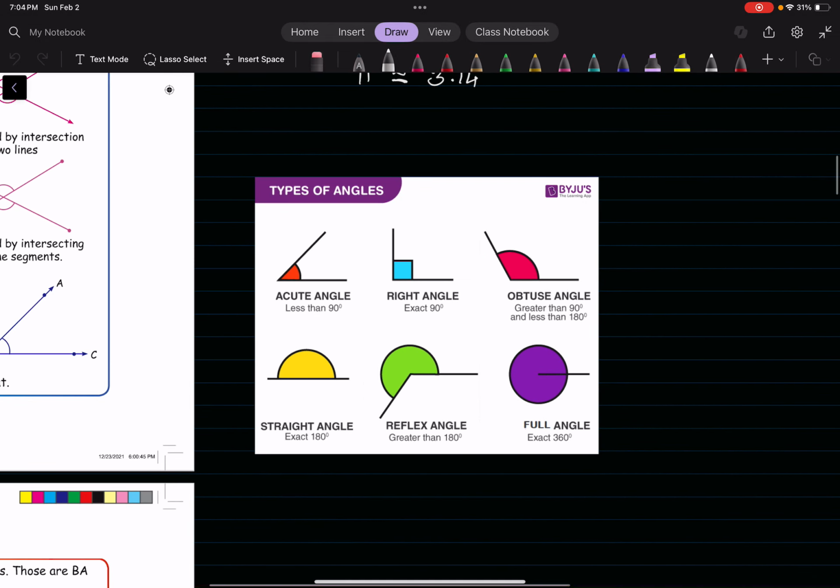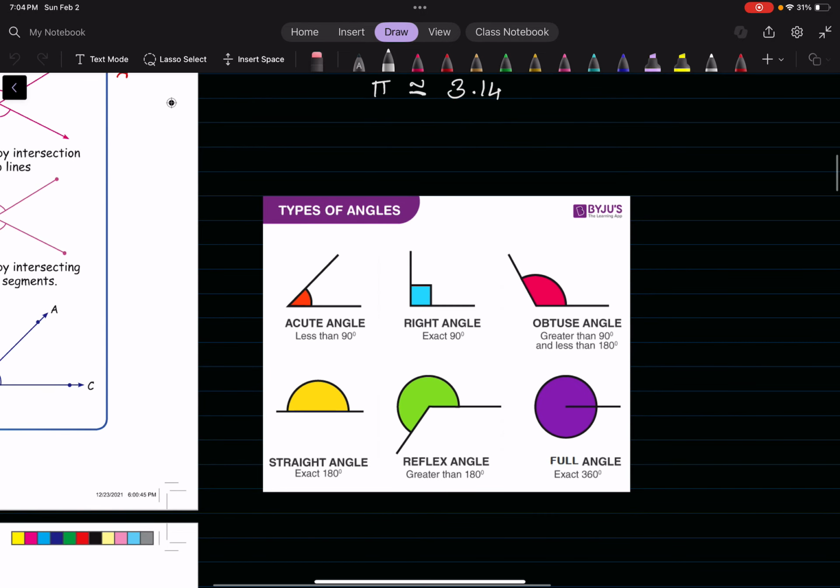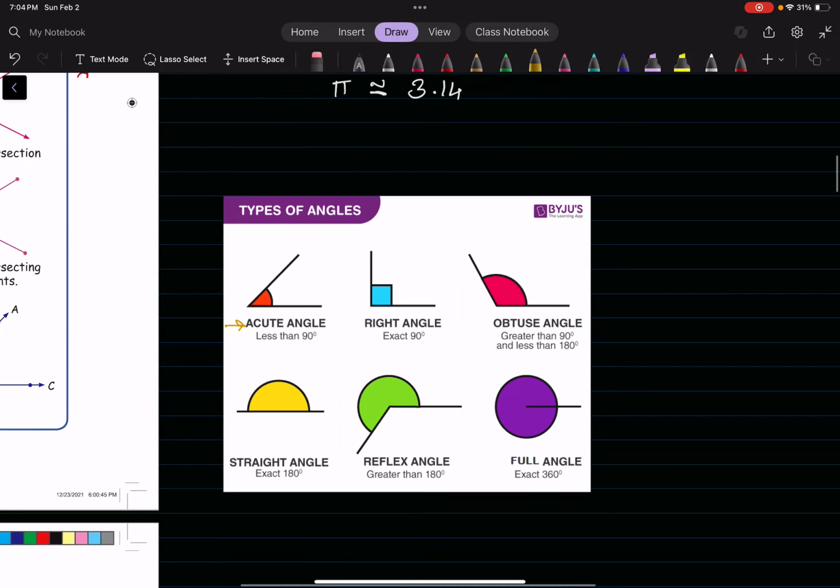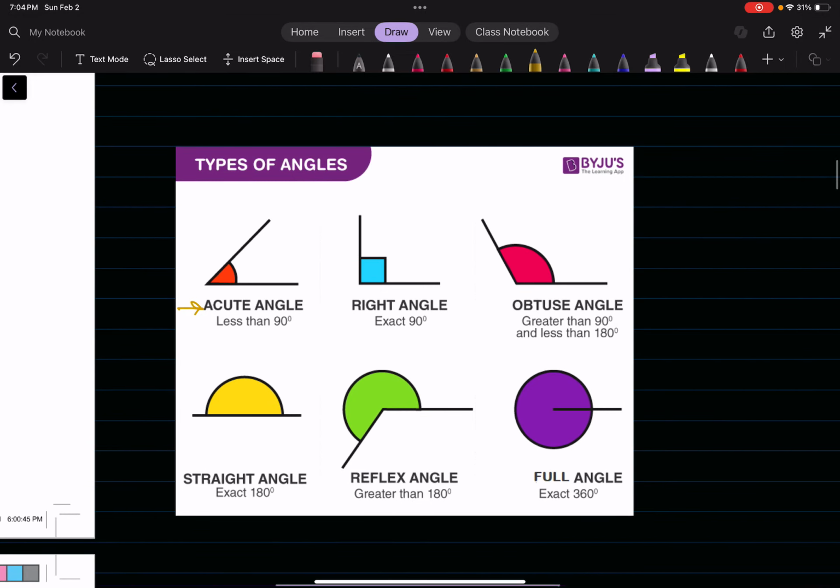When the angle is less than 90 degrees, we call it an acute angle. When the angle is exactly 90 degrees, one particular line is exactly perpendicular to the other line. So this is said to be a 90-degree angle, and we call this a right angle.